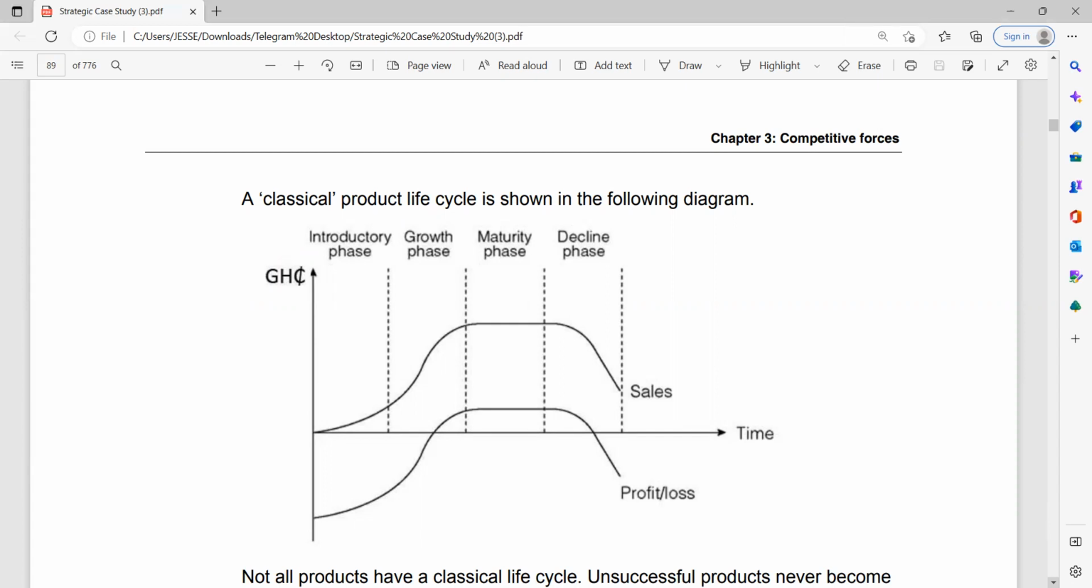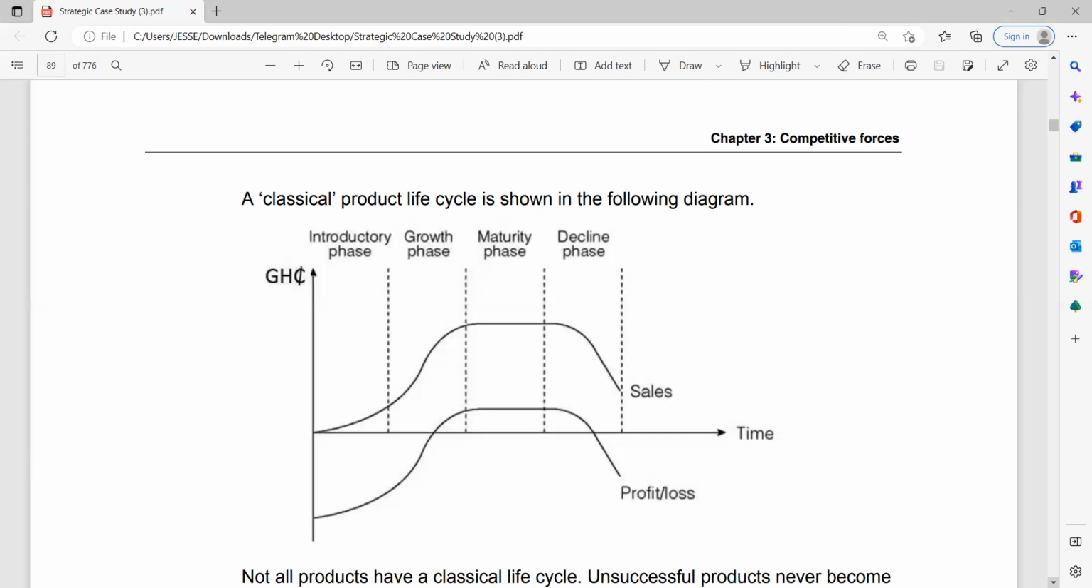So at the beginning stage, which is the introductory phase, look at where the sales and the profit curve are, right? The profit curve is below the x-axis in the introductory phase. So you see that at this stage, profits won't be made. It's likely that the company would make a loss in the introductory phase. Then it begins to rise in the growth phase. In the maturity phase, you see that it's stabilized, and in the decline phase, it drops.